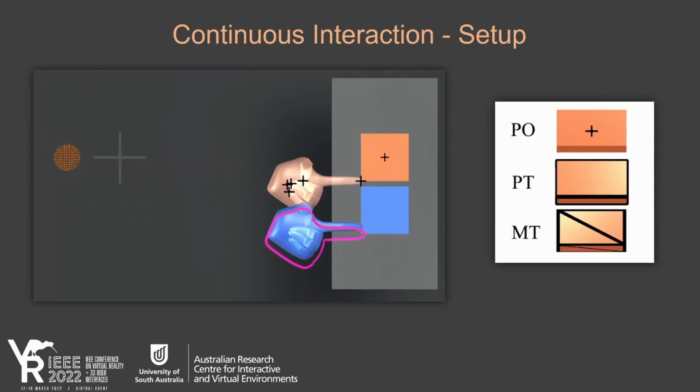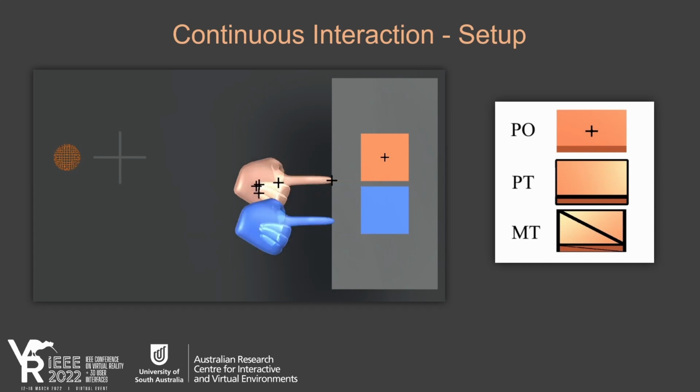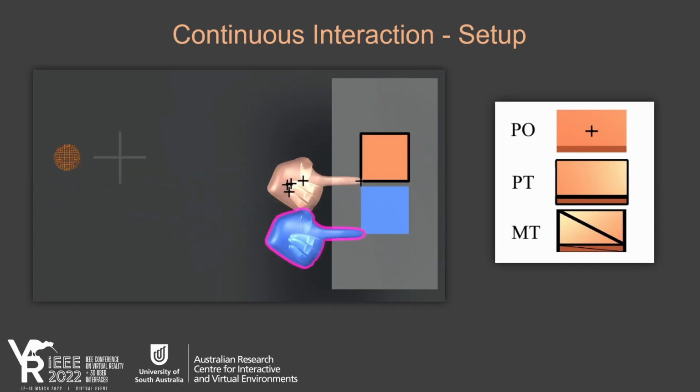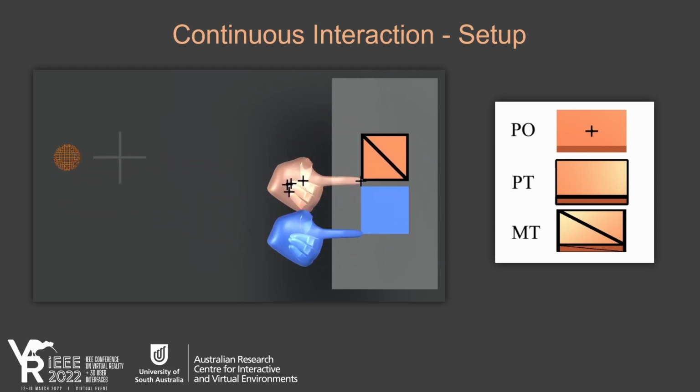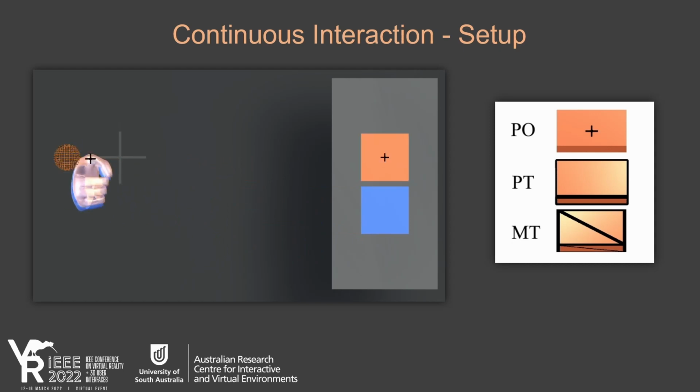In the continuous interaction simulation, the hand traces the top edge of a box using the tip of the index finger, emulating an exploration type interaction. The error is sampled every 50 milliseconds during the interaction to plot the change in error.